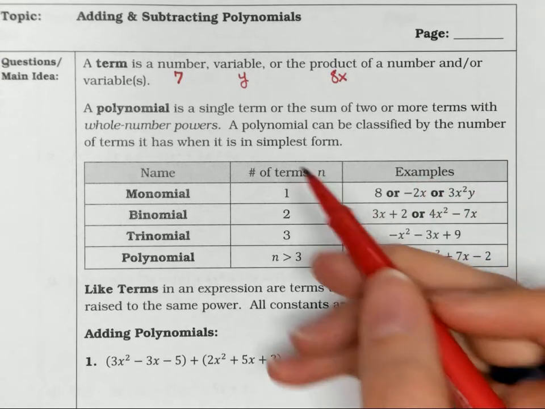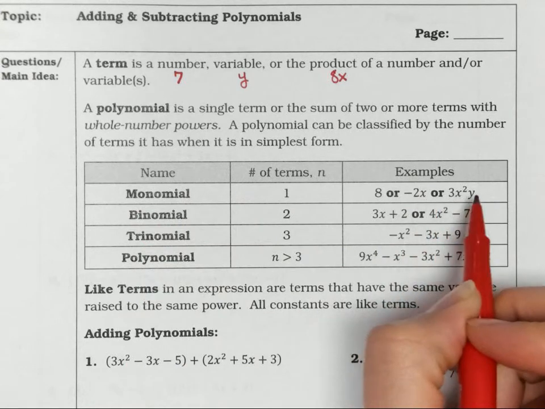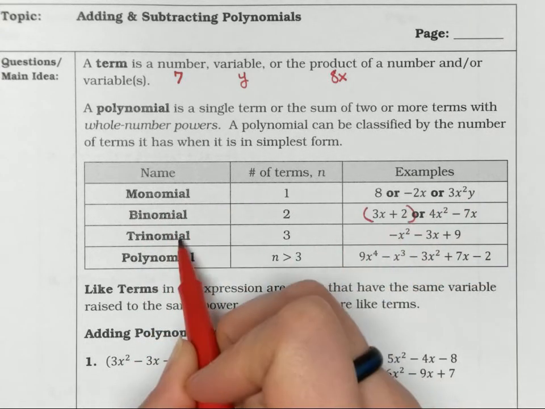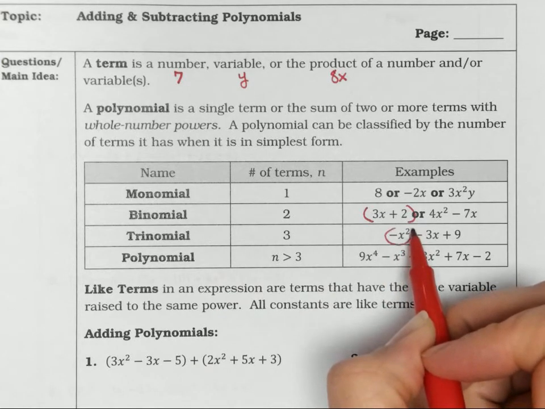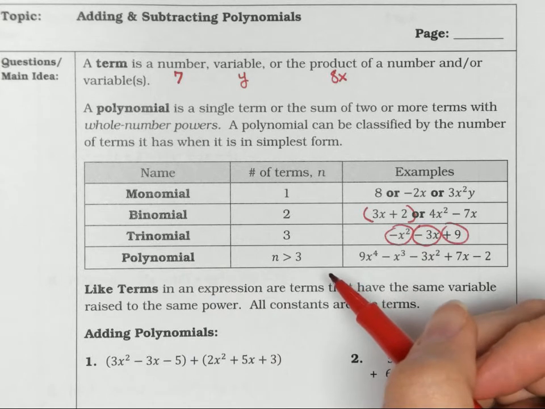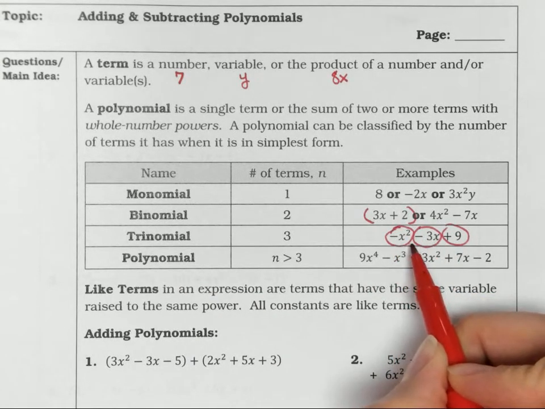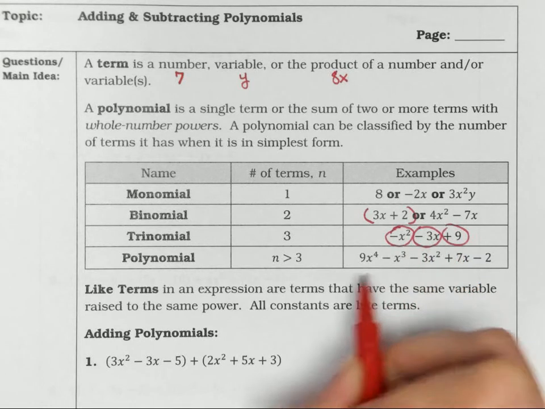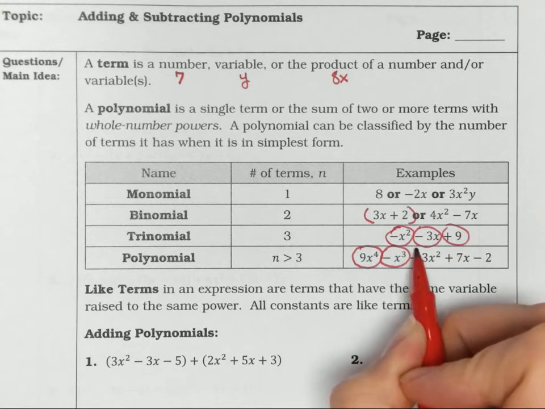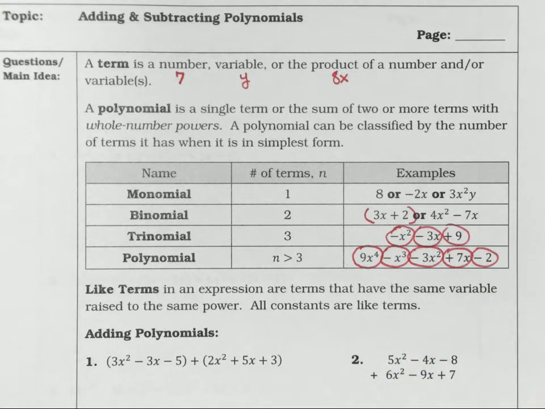And we have different types of polynomials. The first one is a monomial, meaning I just have one term. A binomial means I have two terms. Trinomial is 3 different terms. And a polynomial means I have more than 3 terms. And so here I'm showing you how you could separate them. They're all separated by pluses or minuses. So on this polynomial, I have 1, 2, 3, 4, 5 different terms.